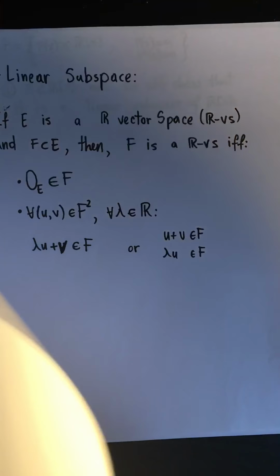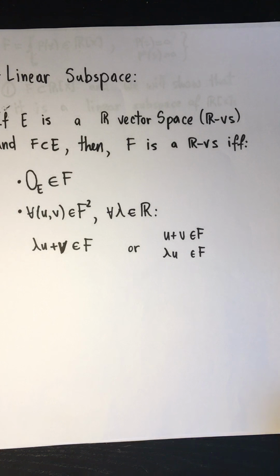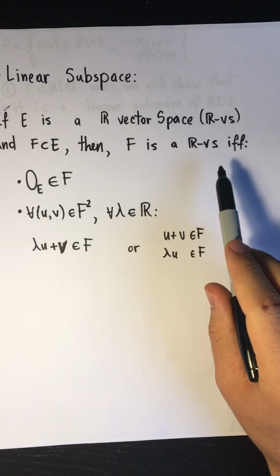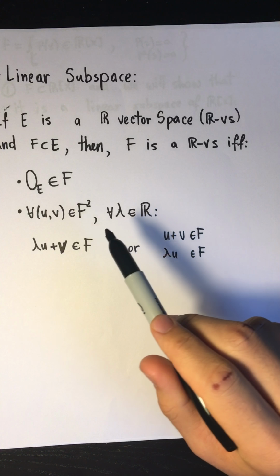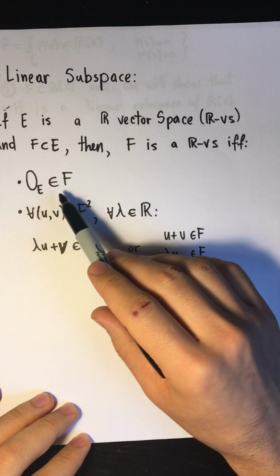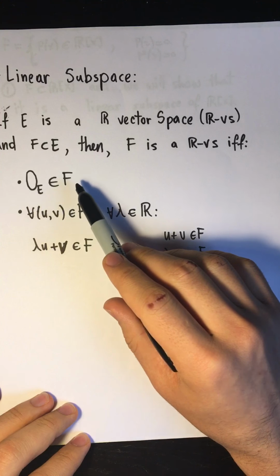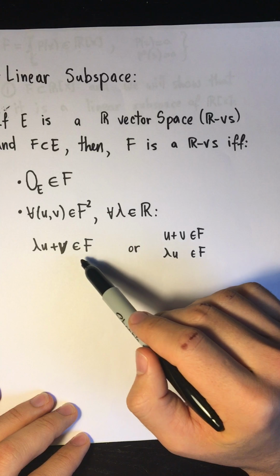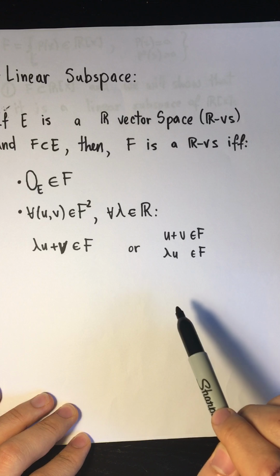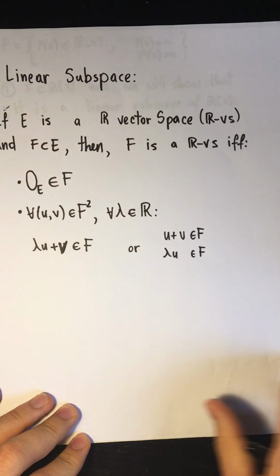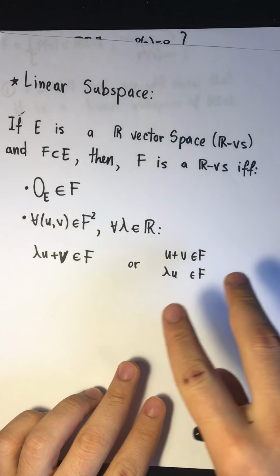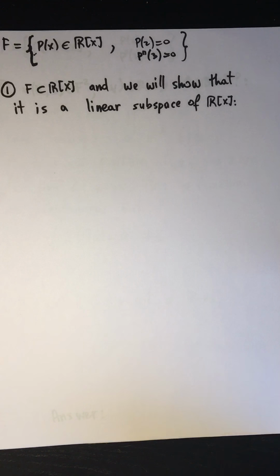Before we start, you need to understand linear subspace. If you want to check that F is an R vector space or not, you need to see that the zero vector is in F, and then one of two conditions must be satisfied: for all u and v in F and for all lambda in R, either lambda times u plus v is in F, or the other one. For F, we're going to be using this case. It depends on the problem. This is just a review. This helps us check whether it's an RVS or not.